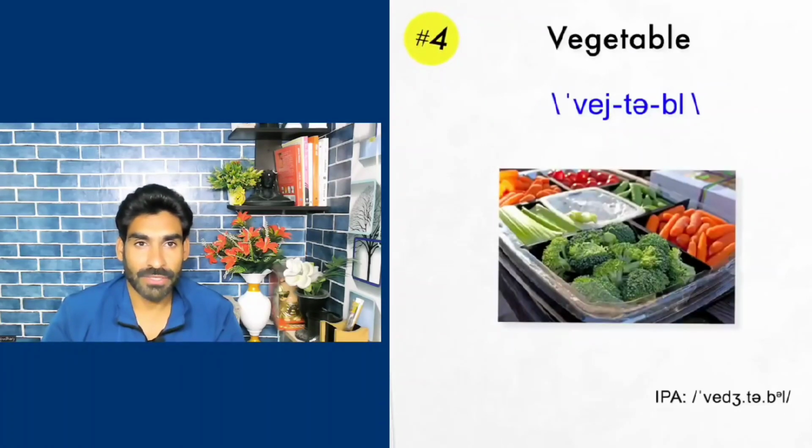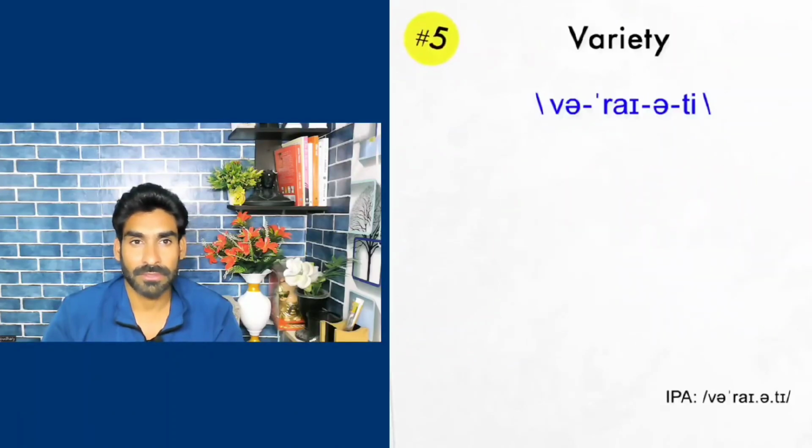The next word we have is vegetable. People pronounce it like table. It's not table. But generally people pronounce it incorrectly. It's not said that way, it's vegetable.